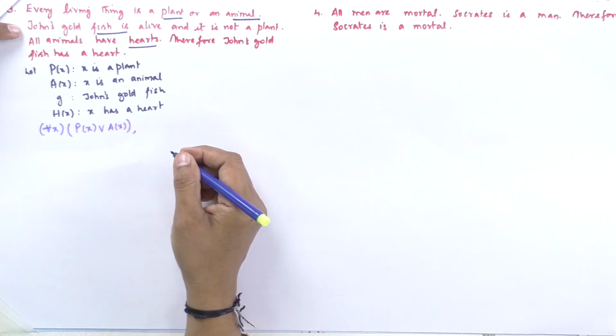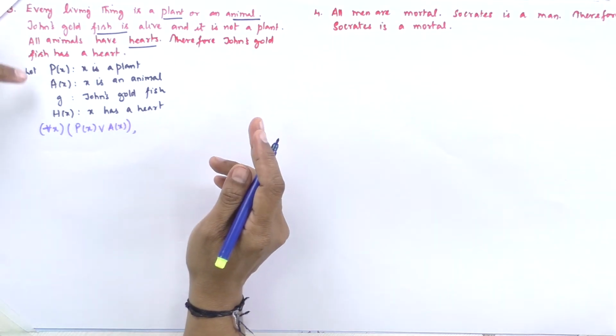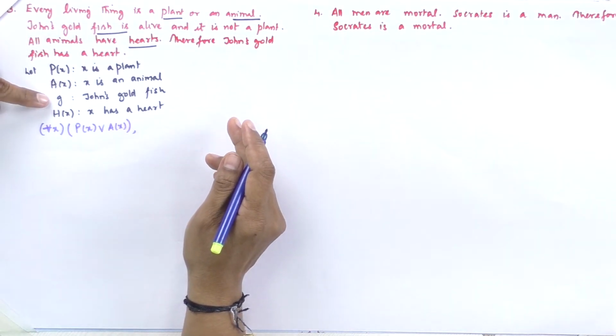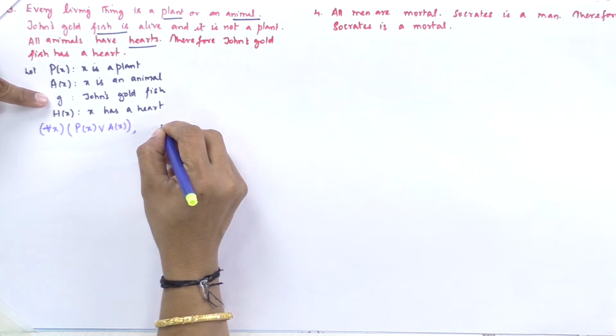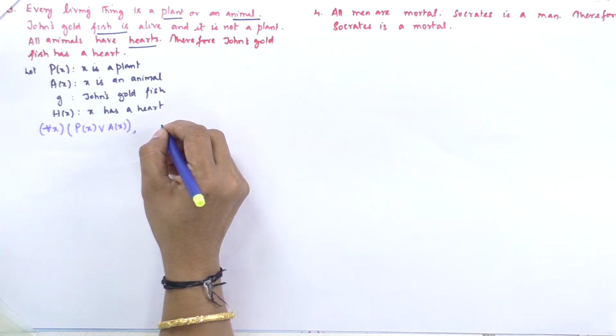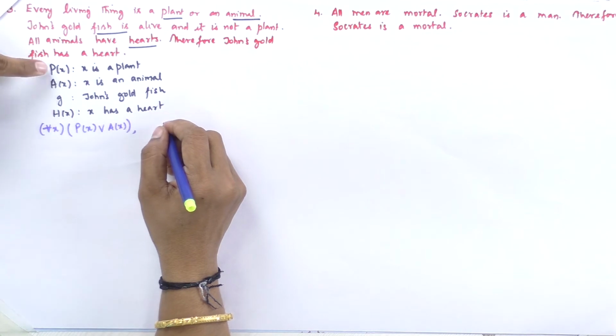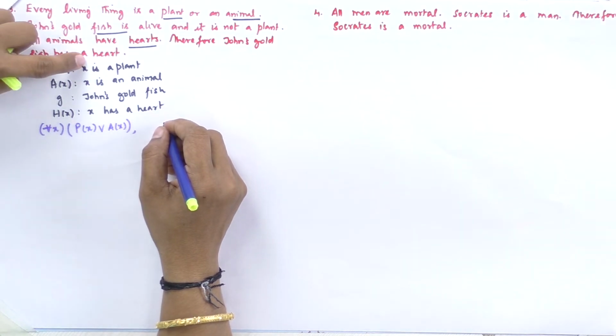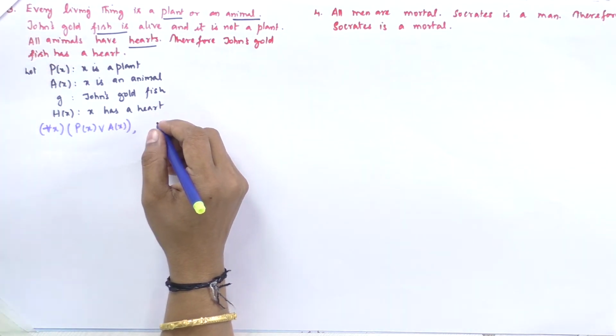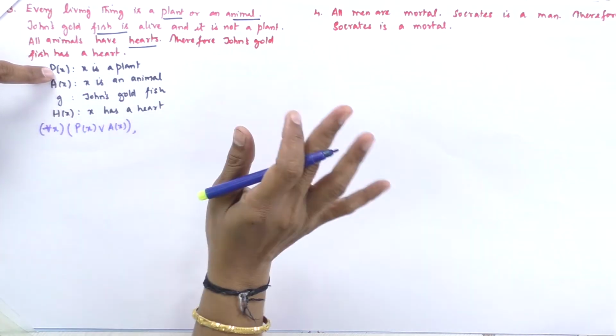Then John's goldfish is alive and it is not a plant. I have represented G to be John's goldfish, right? John's goldfish is alive and it is not a plant. Plant we have denoted as P of x. If it is not a plant, it is the negation of this, where x represents a plant.